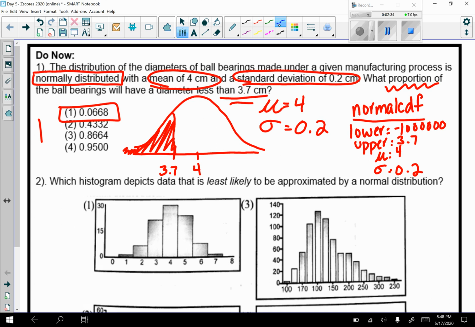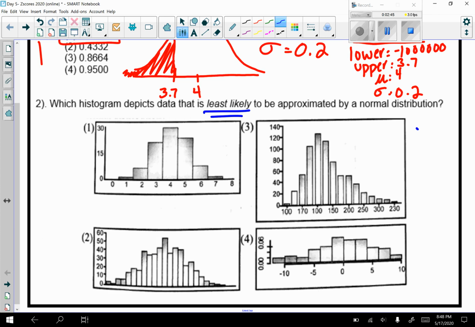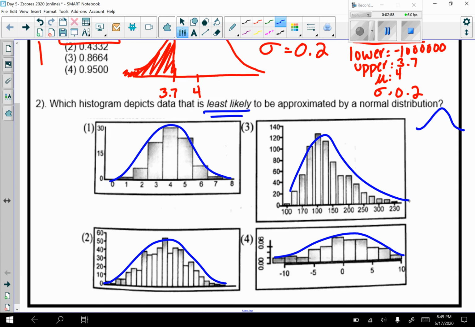Number 2, which histogram depicts data that is least likely to be approximated by a normal distribution? So what I would do here for number 2, remember that a normal distribution is like what we just drew in number 1. It's a single peak and it's bell-shaped. So if I trace roughly over each of these, which one is least likely, it would be choice 3. And that would be because this is skewed to the right. Here's my tail on the right-hand side, so it's skewed to the right.